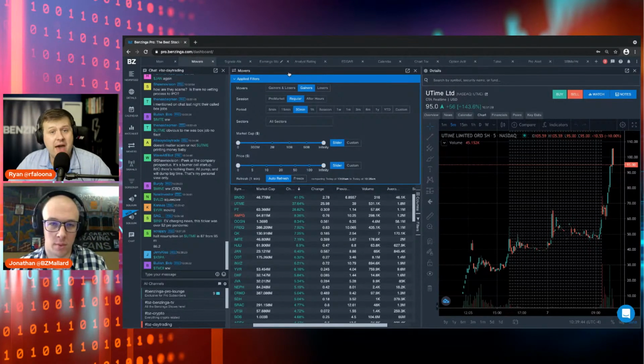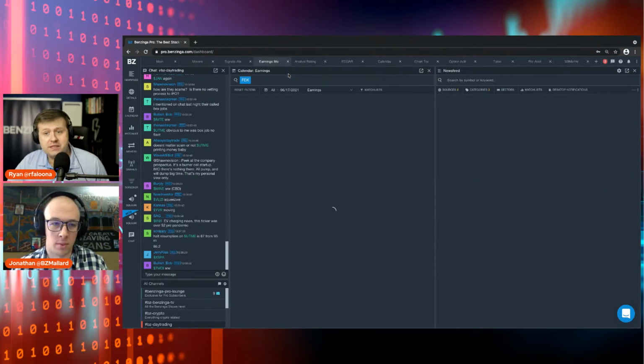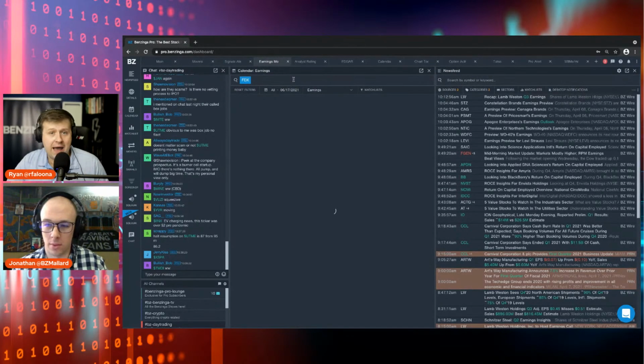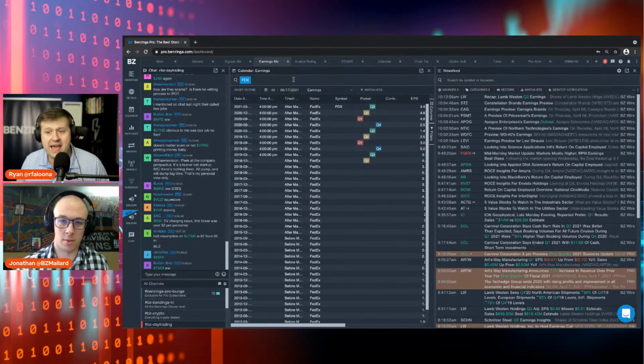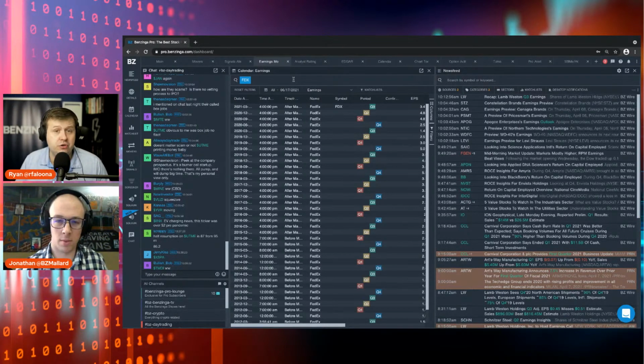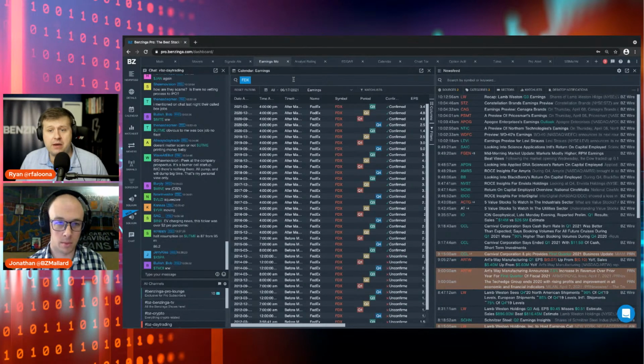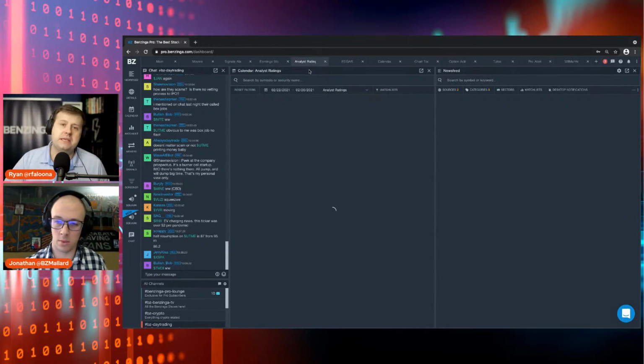If I ever have to do research for earnings, I use the earnings monitor workspace. So I never leave this open during the course of the day. I actually come in here to do some of my due diligence and some of my research. In this case, you can see that I had it filtered by FedEx because I was trying to plan something around FedEx's earnings print. I can do something very similar with the analyst ratings monitor tab.